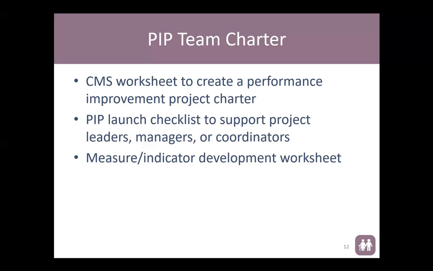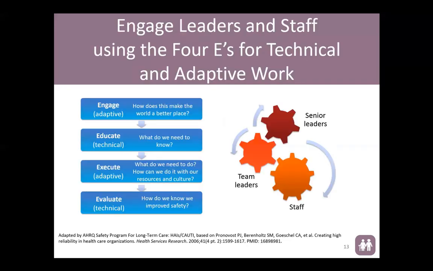I want to take a little bit of time to talk about how we actually achieve and sustain change. A key to that is engaging your leaders and your staff in a way that brings home to them the importance of what's happening. And we're going to talk about the model of using 4 E's for technical and adaptive work that was created through Johns Hopkins.